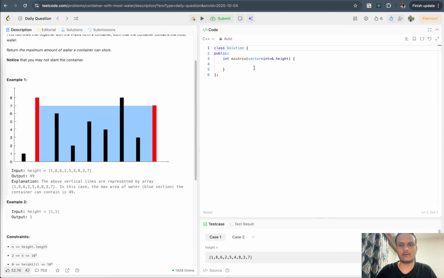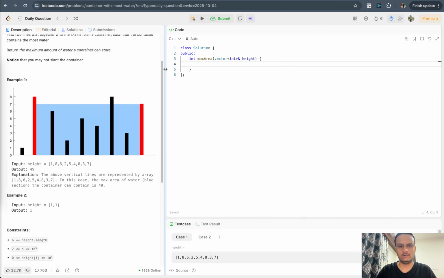Let me remove the drawings. So simply we will take n as the length of the height array. And we will code that if n is less than 2, then we will return 0, because there are no two walls between which we can trap some water, there is no container to form. And we will now keep two pointers, the left pointer l at 0, and the right pointer r at n minus 1.